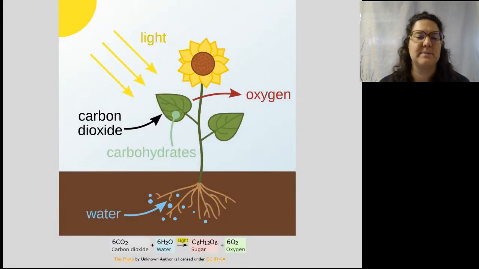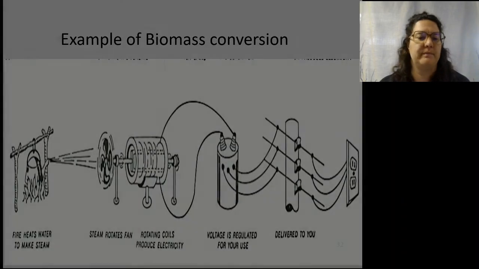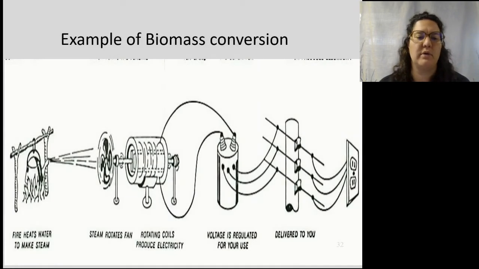So photosynthesis is the basis of biomass energy because we create those sugars, starches, and celluloses, which then we can burn in biomass fuel. So again, here we heat water to make steam. We spin a fan or a turbine, then we spin a generator to create an electrical current that we can use to send energy to our homes.